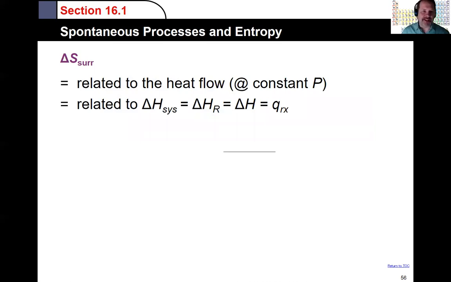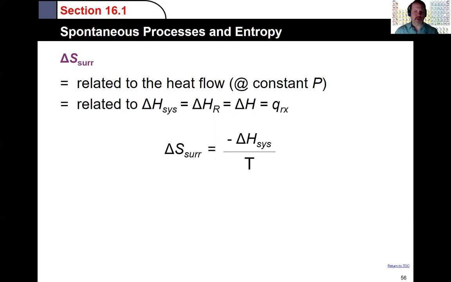We're going to call this the enthalpy of the system, which we know is enthalpy of the reaction with the subscript R, or sometimes just delta H. It's all of that. That's the enthalpy of the system. So we can replace the delta S of the surroundings with negative delta H of the system, the enthalpy of the system, divided by temperature.